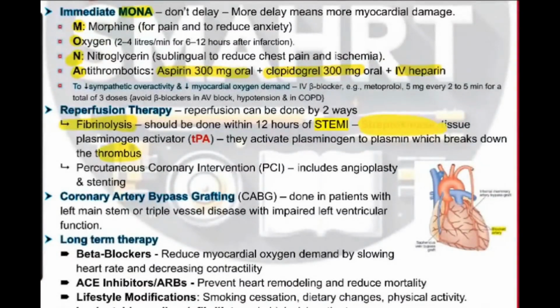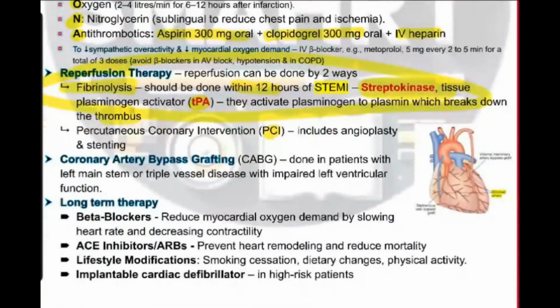Naturally occurring is streptokinase, or artificially available is TPA. Tenecteplase is the brand name for that. Tissue plasminogen activator. So these are the fibrinolytic drugs. By using drugs you can give, or if you couldn't do it within 12 hours, if the patient came to you late, you can do PCI. Already talked about PCI, CABG also we talked about.